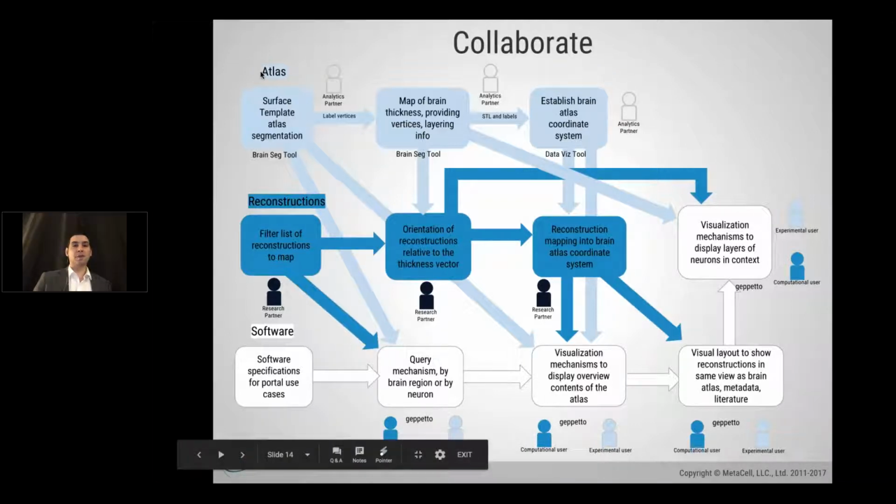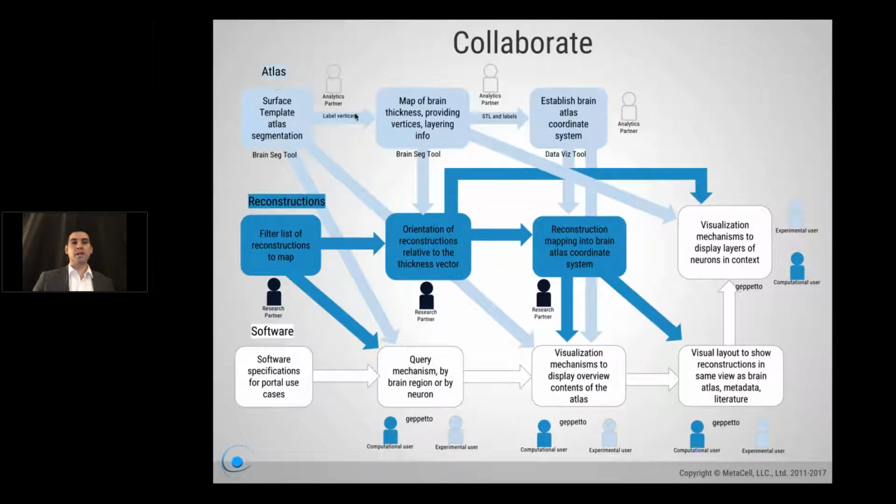So in the context of doing something like creating an atlas, you might work with an analytics partner who has the skill set to be able to segment a volumetric data set and turn it into the kinds of shape files that are amenable to sharing online. So you might have one set of partners that are working in that way.